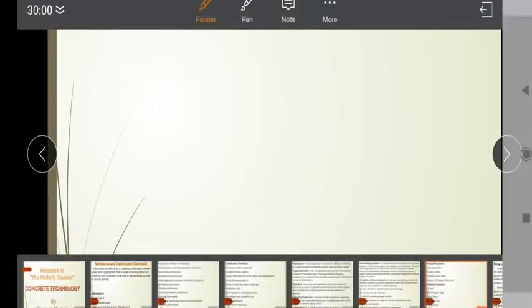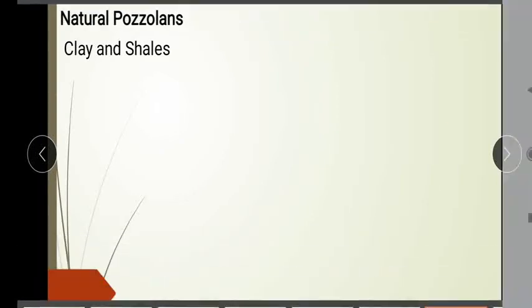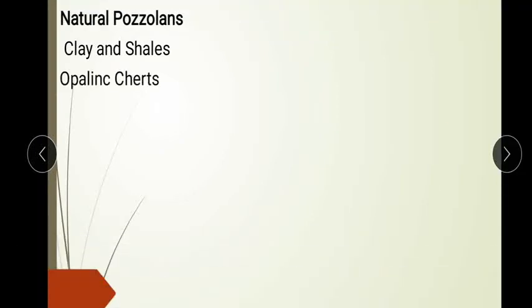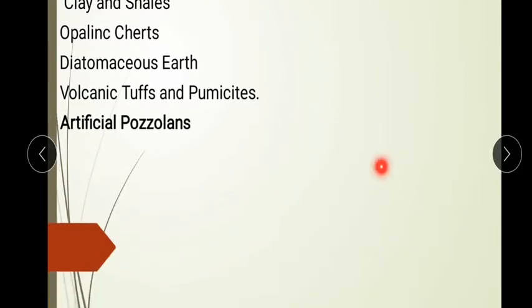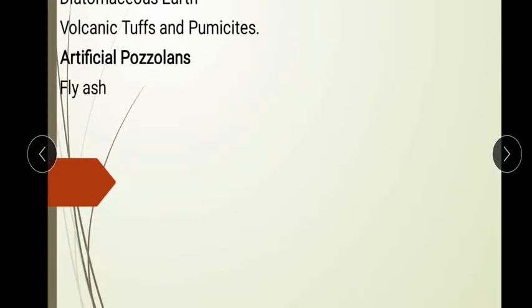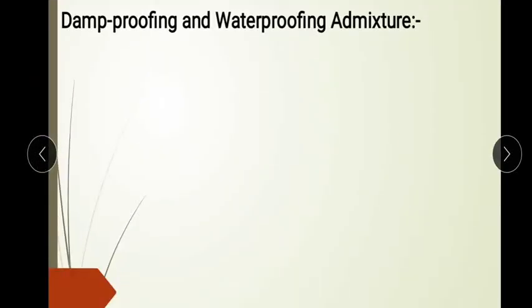Coming to the classification of these pozzolanic materials, naturally formed ones are clay and shale, opaline cherts, diatomaceous earth, volcanic tuffs, and pumices or pumicites. Artificial pozzolanas are fly ash, which comes from thermal power plants, blast furnace slag, which is from steel industries, silica fume, which is from electric furnaces, rice husk ash, which is from food industries, and metakaolin, which is from sugarcane industries.